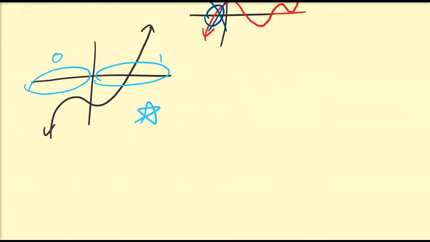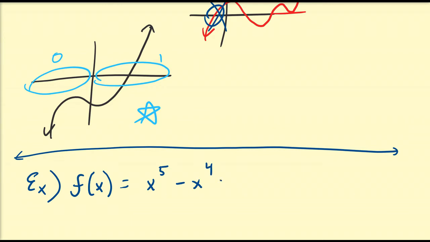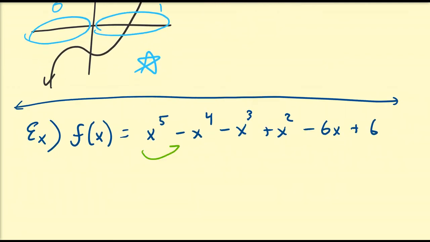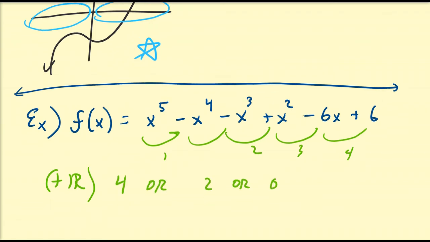All right, so let's look at an example of how we can possibly use this and also a couple of the other theorems to factor a polynomial completely. So let's assume I have f of x is equal to x to the fifth minus x to the fourth minus x cubed plus x squared minus 6x plus 6. Let's count our sign changes. So there's 1, that doesn't count. 2, 3, 4. So positive real zeros are either 4 or 2 or 0.